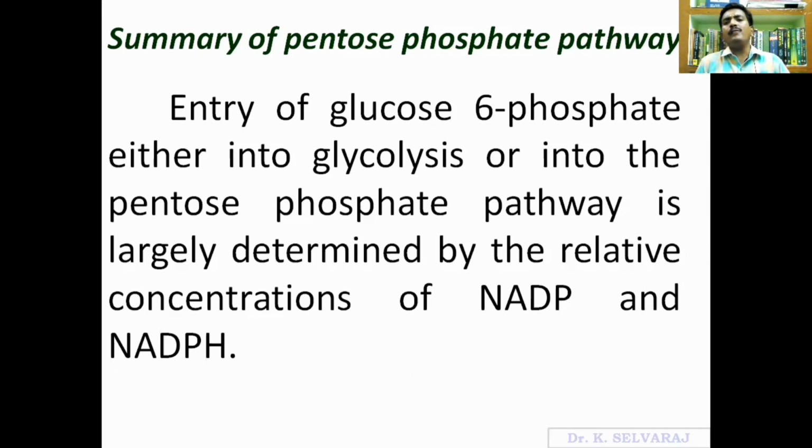But the entry of glucose 6-phosphate either into glycolysis or into the pentose phosphate pathway is largely determined by the relative concentration of NADP plus and NADPH in the cell. So it is also a regulatory compound. NADP plus is called a regulatory compound because the flux of NADP plus and NADPH determines whether glucose 6-phosphate enters into glycolysis or the pentose phosphate pathway.